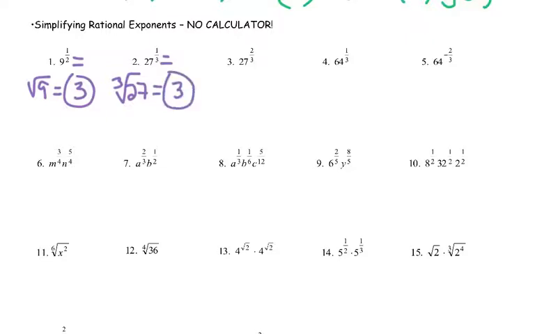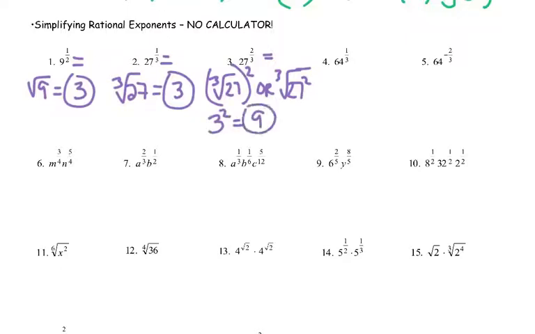What about 27 to the 2/3? Now here you have a choice. You can either do the cube root of 27 squared or the cube root of 27, then squared. Well, I don't have a calculator, so which is easier? Cube root of 27, then squared: 9. Or you might have just intuitively known that. Do you know the cube root of 64 off the top of your head? 4.